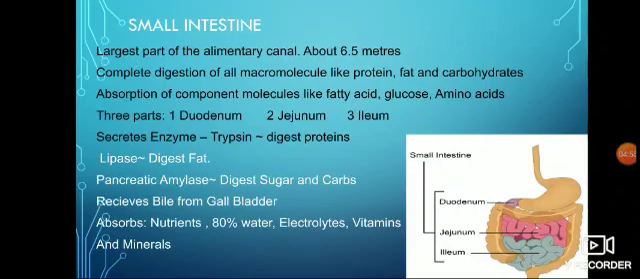Absorption of component molecules, as I said, takes place in the intestine. It absorbs all the nutrients. Then 80% of water, electrolytes, vitamins and minerals are also absorbed in this part of the body.